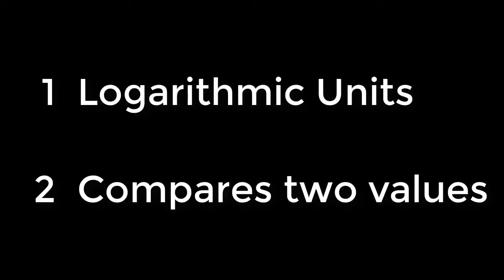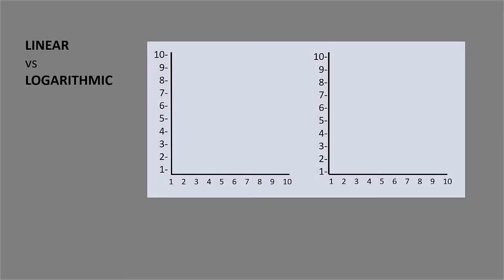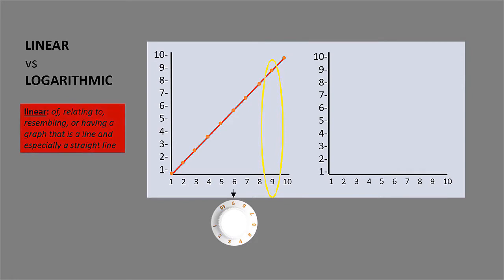But first, let's take a look at two other key points to defining a decibel: logarithmic units and the comparing of two values. In order to understand a logarithmic unit, we must first understand both linear and logarithmic scales. On a linear scale, each tick is incremental to the previous and the next tick. Notice on the linear scale that the difference between 8 and 9 is equal to the difference between 9 and 10. In fact, the difference between any two sequential values on a linear scale is equal to the difference between any other two sequential values on that same scale.